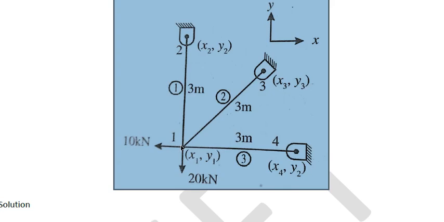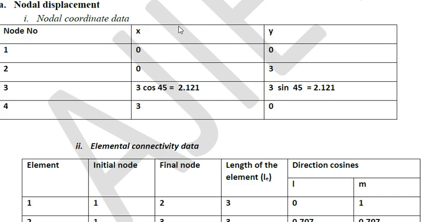So this point I will consider as the origin point, left bottom 0, 0. Node 1 is at 0, 0. Node 2 is at 0, 3. Node 4 is at 3, 0. Node 3 is at 3 cos 45, 3 sin 45. That is the 45 degree direction.